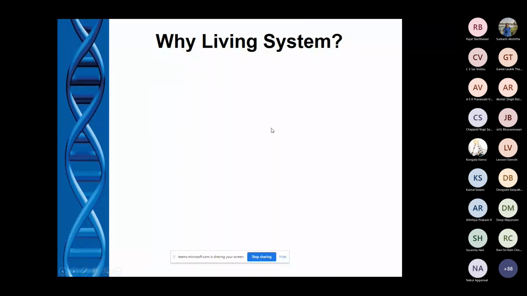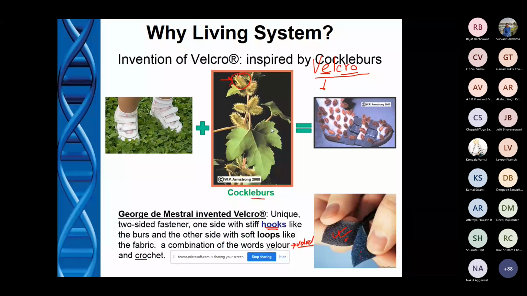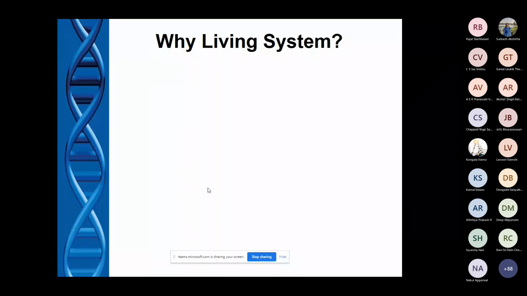So next, like I started with why living system, but still you can say that you don't need to study living system in details to do what the scientist actually did. Because here you don't need to study about biology in details, right? This is just some kind of observation and some good effort, and that's all. I agree with you.